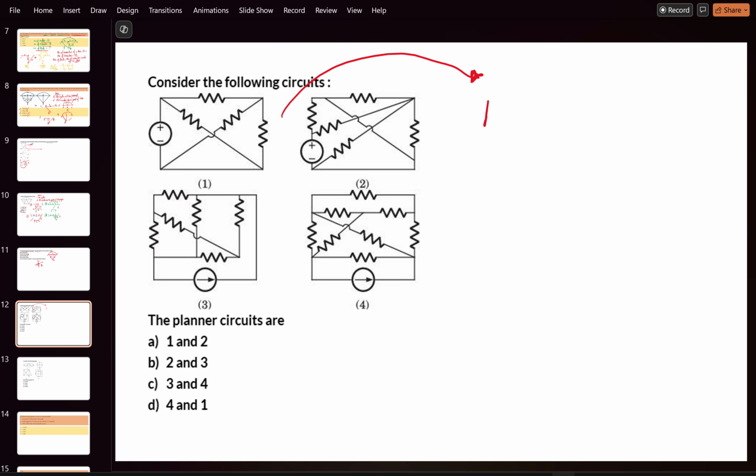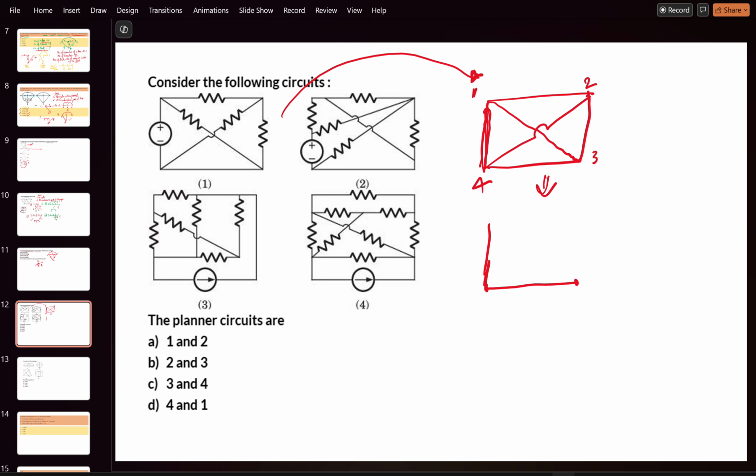So let me take the example. Suppose I am taking the first part. So let's draw the graph of this. Suppose I am drawing the graph of this first. One, two, three, like this, four, like this, and one structure is like this. Okay, so let me give the nodes one, two, three, four. So this graph can be drawn like this as well.